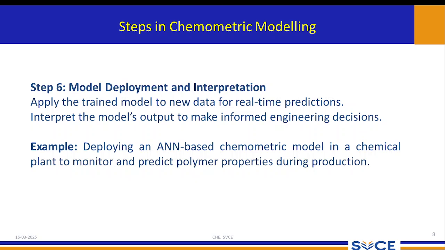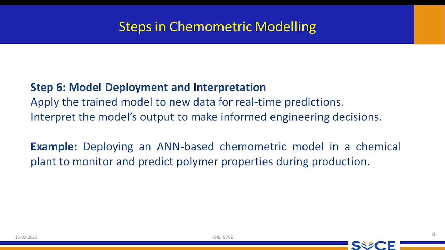Apply the trained model to new data for real-time prediction. That is the sixth step: model deployment and interpretation. Interpret the model output to make informed engineering decisions. In a real-time scenario, once you obtain the spectroscopic data, you could immediately identify the system, and then you can proactively take some measures.